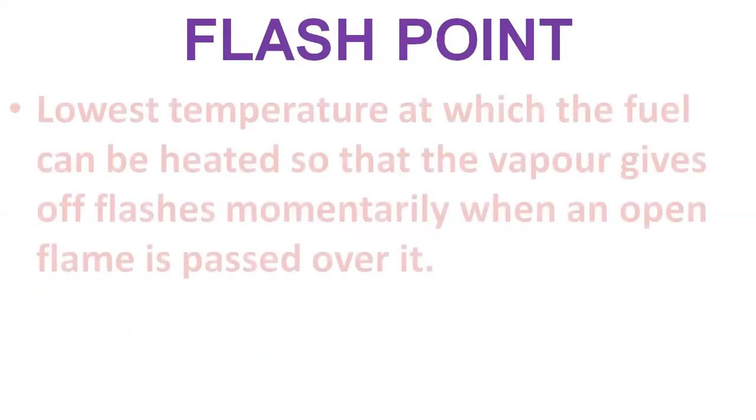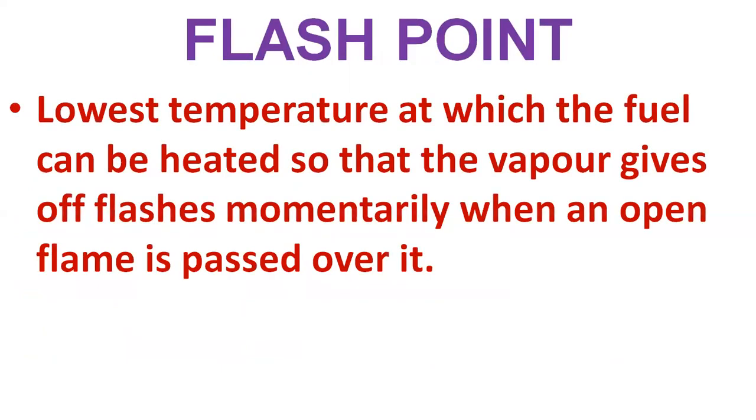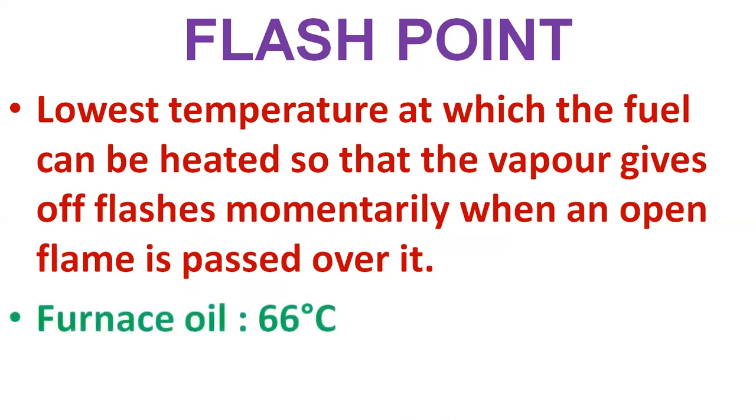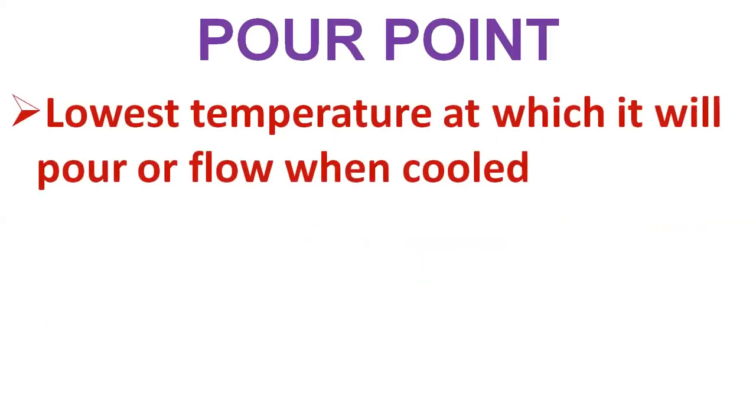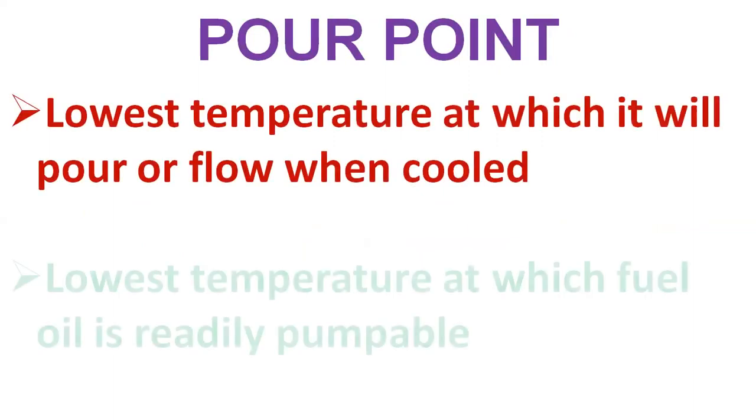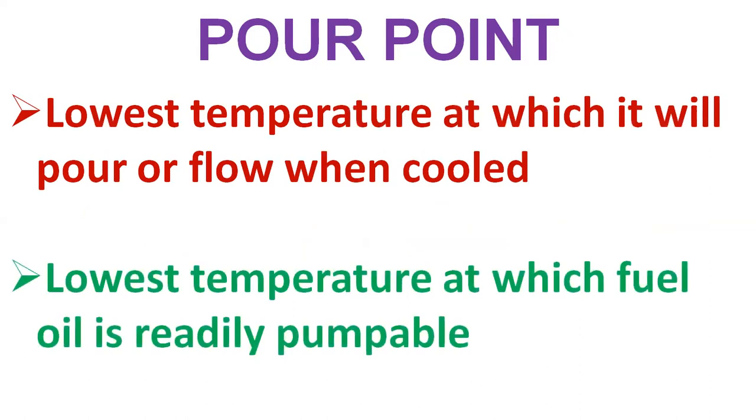So the next point is flash point. The flash point of a fuel is the lowest temperature at which the fuel can be heated so that the vapor gives off flashes momentarily when an open flame is passed over it. Flash point for furnace oil is typically 60 degrees centigrade. Next is pour point of a fuel, which is the lowest temperature at which it will pour or flow when cooled under prescribed conditions. It is a very rough indication of the lowest temperature at which fuel oil is readily pumpable.